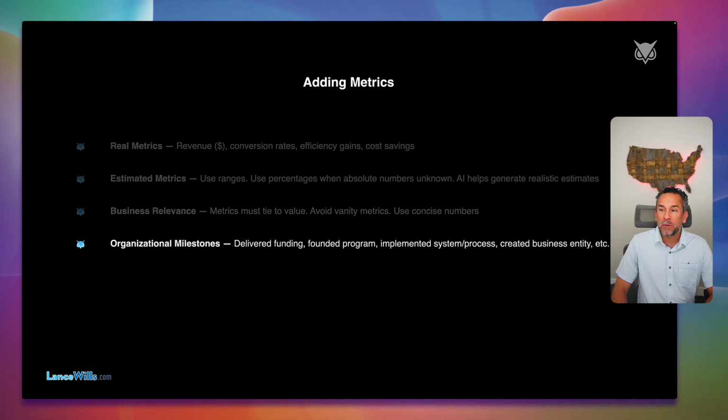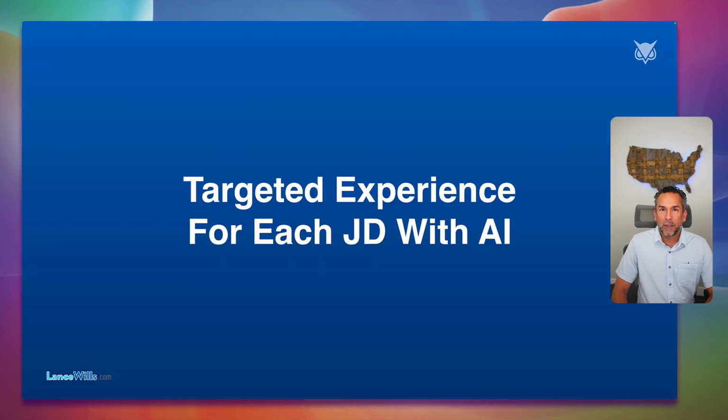Organizational milestones: delivered funding, founded program, implemented system process, created business entity, etc. Again, it could even be a training, Six Sigma certification. Or you helped a company get on a GSA contract with the government, right? That's a pretty big milestone. That's a lot of work. I've done that before. So that's a great example of something that's perhaps not as quantified, but makes a great success bullet.